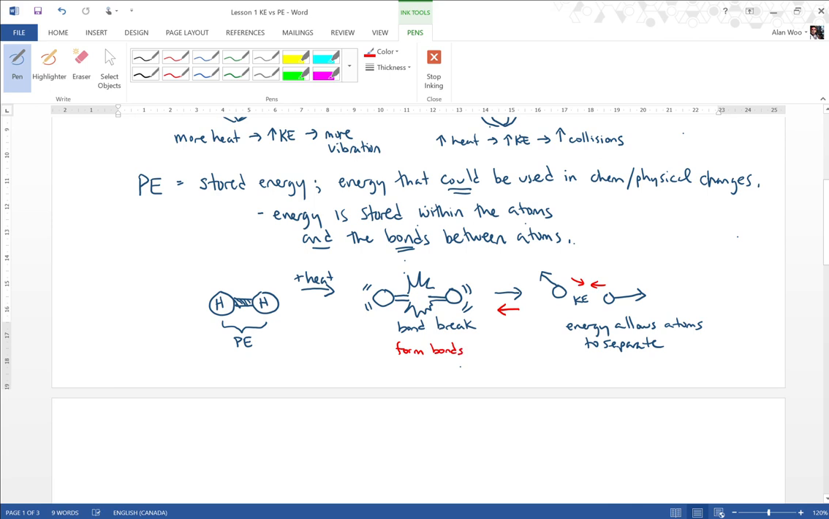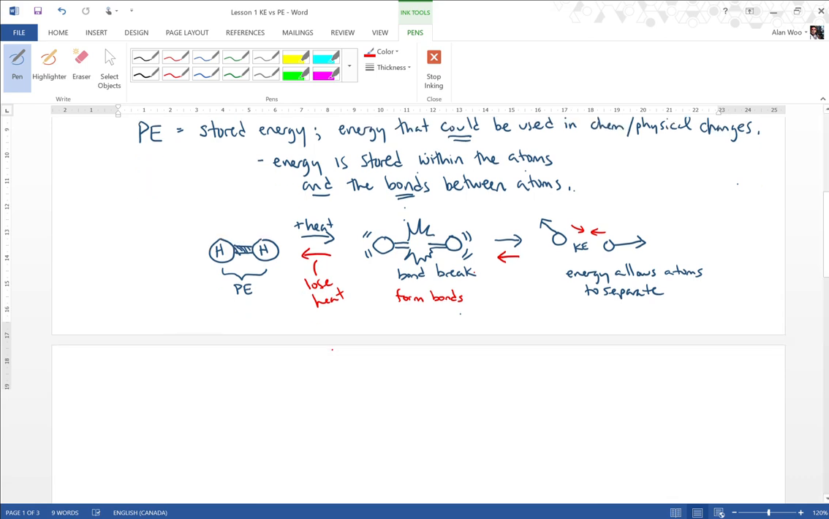But in reality, what they're doing is they're taking that kinetic energy and they're trying to convert it back into potential energy. So in the process of forming bonds, we tend to lose heat instead of gaining heat. And then we arrive back at the beginning with atoms actually having bonds between them. Okay? And all that kinetic energy is now stored as potential energy.